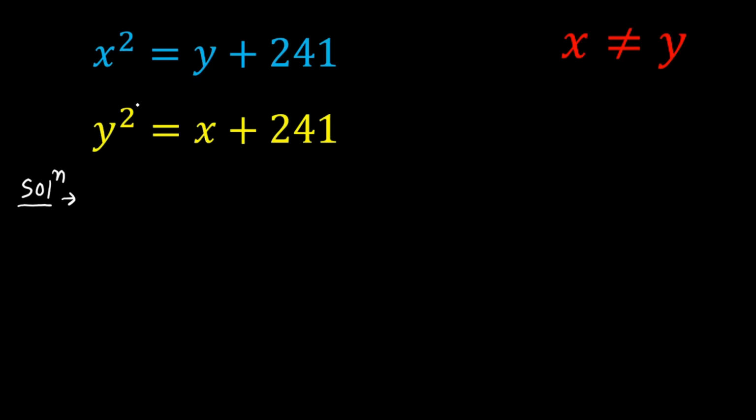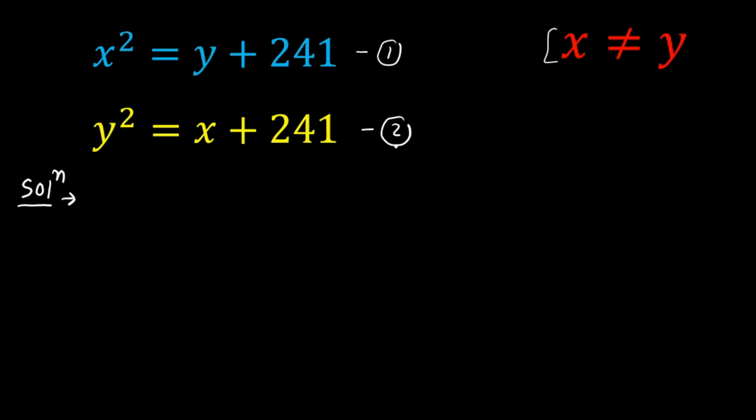Hello students, in this video we are going to solve x² = y + 241 and y² = x + 241. Here x ≠ y, and we will find the values of x and y. Look carefully. Let us consider this as equation number one and this as equation number two.